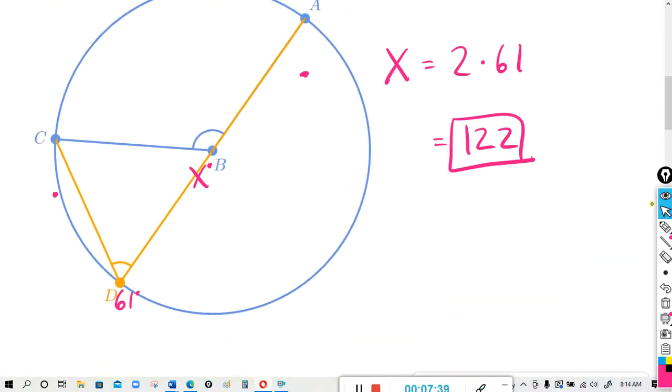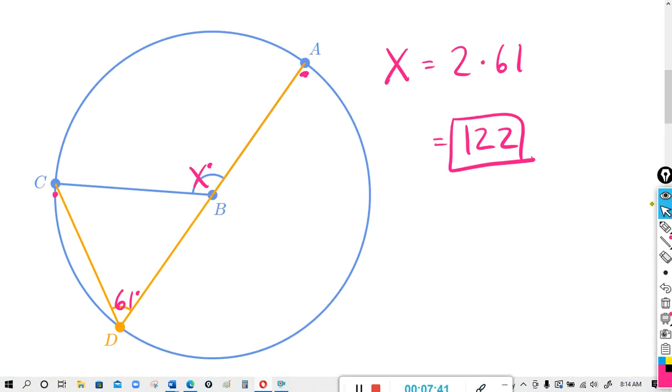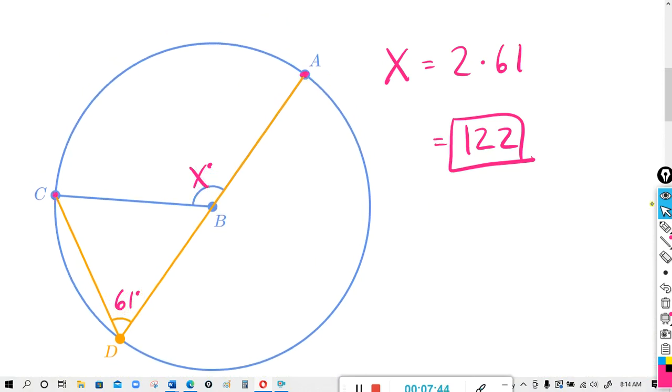So for all of these problems, you're either going to take half, multiply by half, or multiply by 2. So remember, the central angle is 2 times the inscribed. The inscribed is half of the central angle.